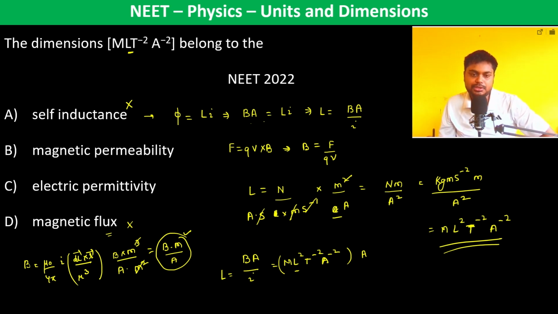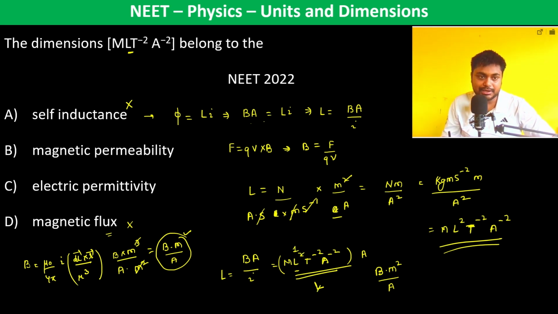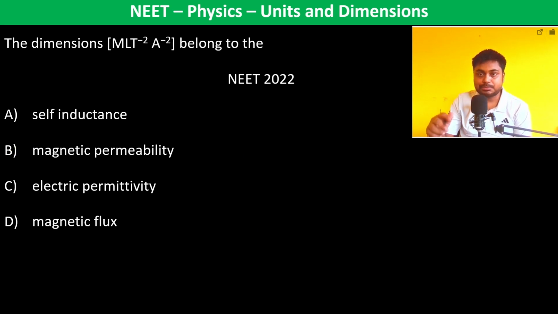Now B into meter by ampere is this. So B into meter square by ampere is this. Therefore B into meter by ampere, we divide by the length L, so now this comes as L to the power 1. So therefore magnetic permeability is fitting in. Okay, electric permittivity, which is epsilon naught.